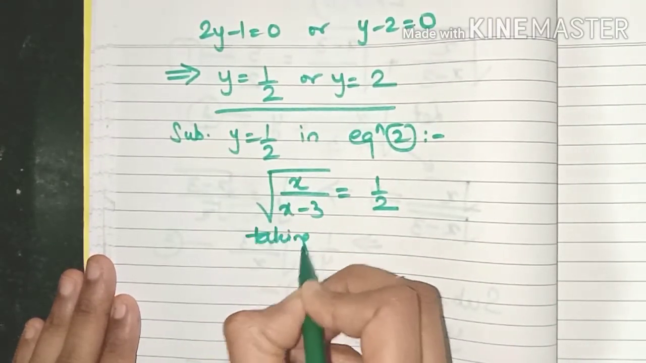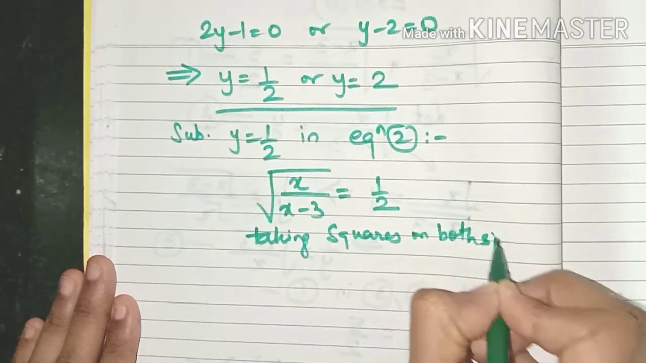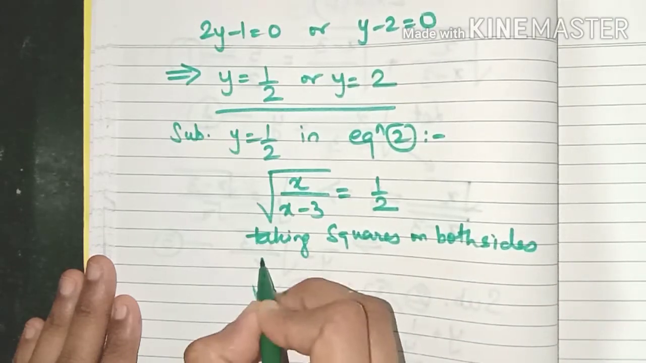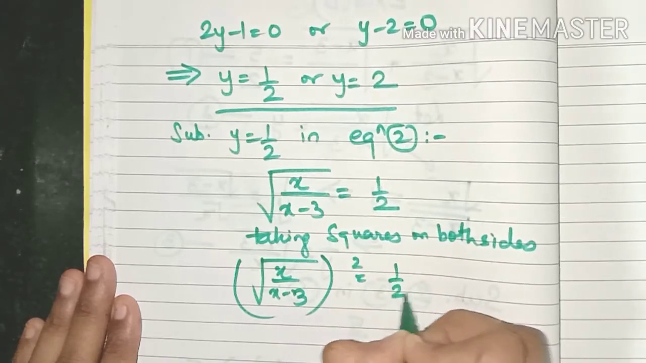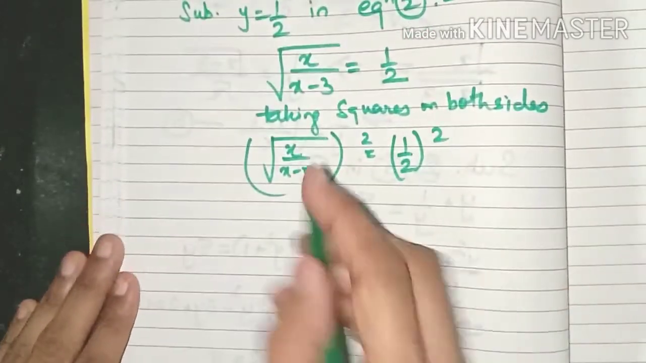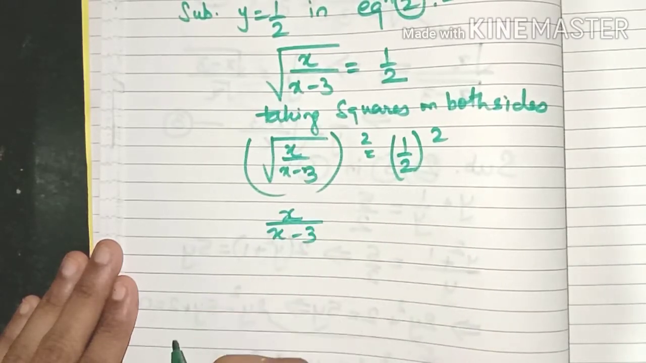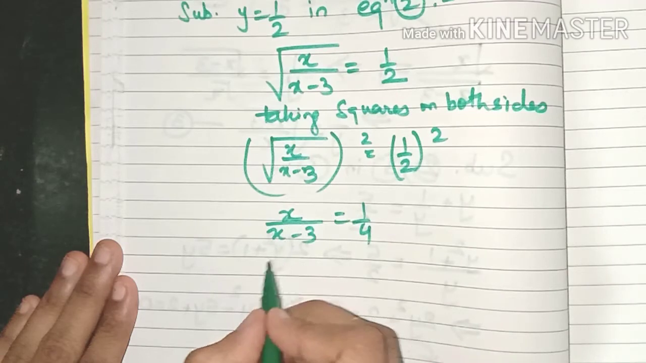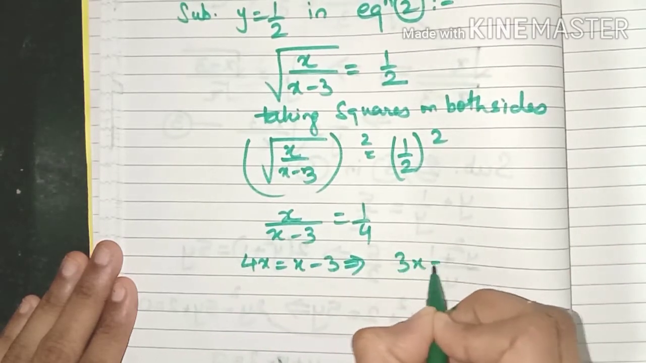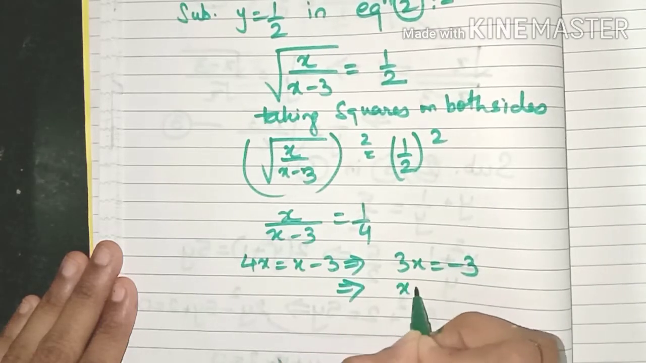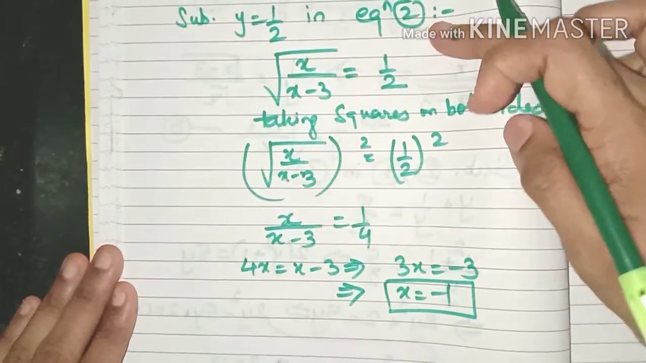So taking squares on both sides, what do we get? If you want, I'll write the intermediate step also. Just take the square like this. The next step is the square root nullifies with the square. So you will get x upon x minus 3 equal to 1 by 4. Cross multiplication follows. 3x is minus 3, which implies x is minus 1. We got a nice value of x for y equal to half.